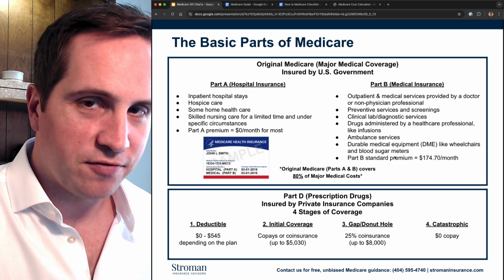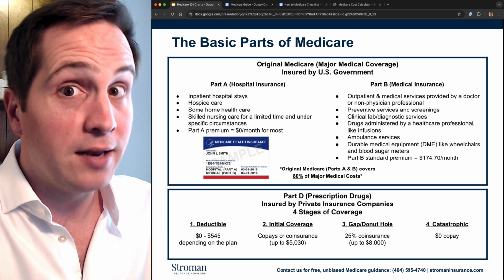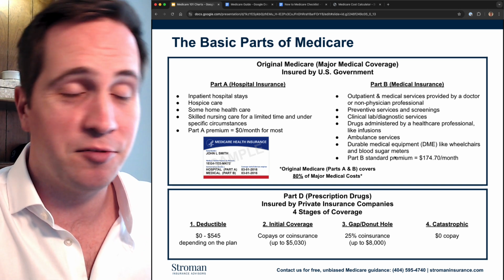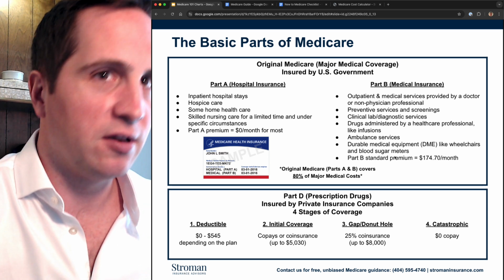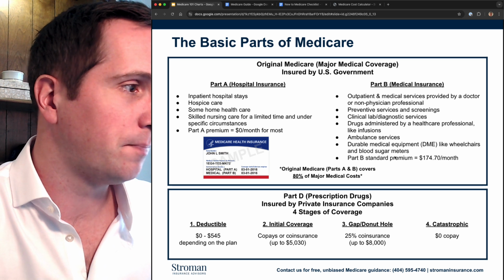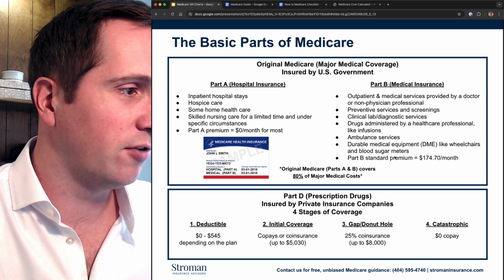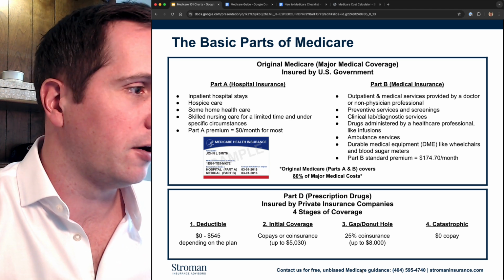There are 4 stages of coverage, at least through the end of 2024. For 2025, it's becoming much simpler, but let's cover how it works now because it's still 2024 as I record this. So the first stage of coverage, that you'll see dollar figures here.